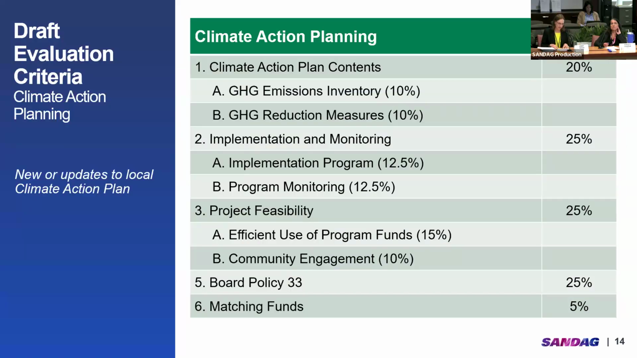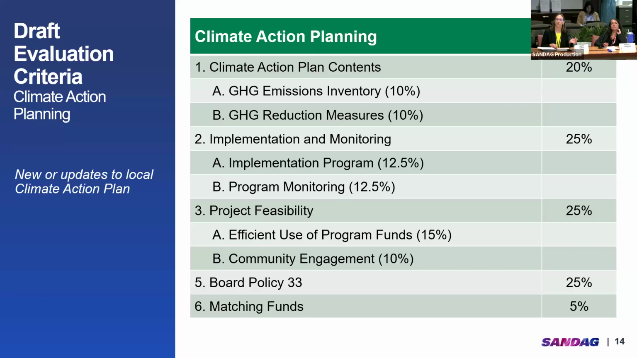On the climate action planning piece, as Stacy mentioned, the Regional Plan requires all of our jurisdictions to have an adopted climate action plan in order to be able to receive funding through our grant program. So this category is here to allow jurisdictions that have a CAP but need to make some updates to receive funding for that. Or if there's a jurisdiction that doesn't have a climate action plan, they can receive funding through the program to develop that. And they can also receive funding for implementation projects at the same time.